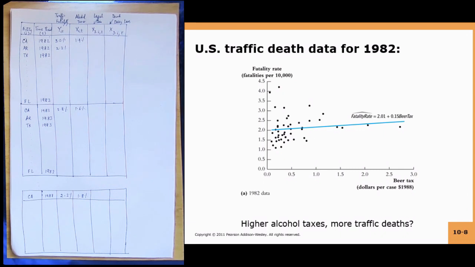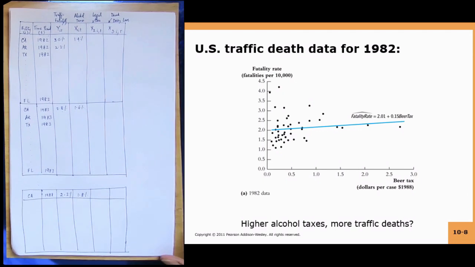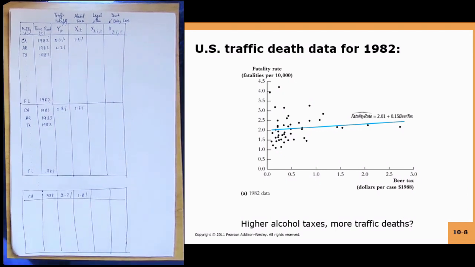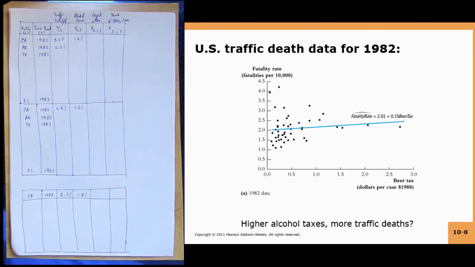Okay, but if you were to just plot the data like this, this is called pooled data. If you plot the data like this, you find that the fatality rate is related to the beer tax, but the coefficient is positive. So basically what you are finding is that the coefficient is 0.15. So what is going on here? As the alcohol taxes go up, there are more traffic deaths. Does this sound reasonable to you? Possibly not, right? So we will look at it a little bit more.